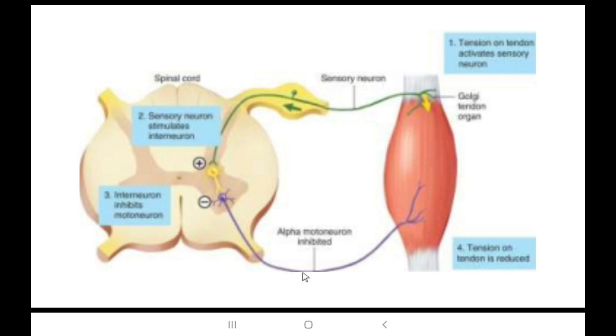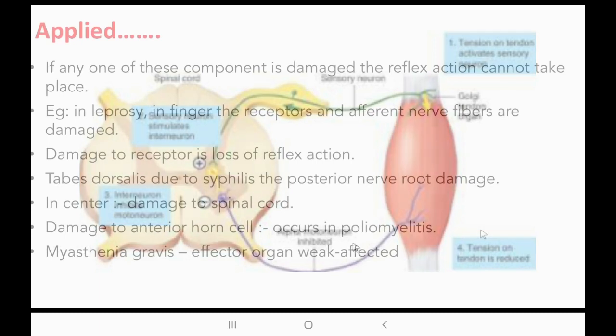This is the alpha motor neuron supplying the extrafusal fiber, and it is called the final common pathway. Whatever influences are coming, they all finally have to go through the alpha motor neurons. That is why it is called the final common pathway.